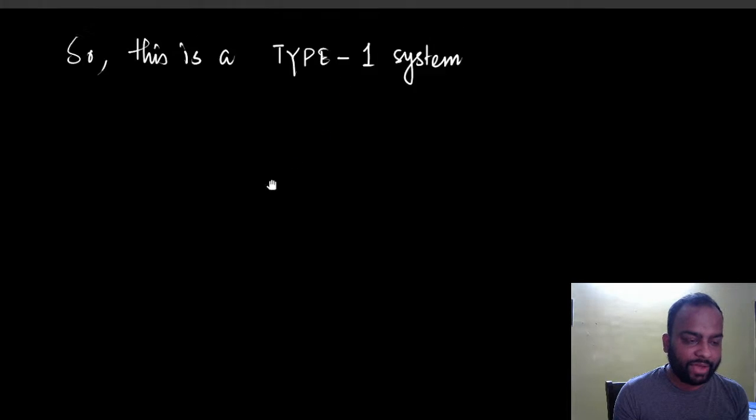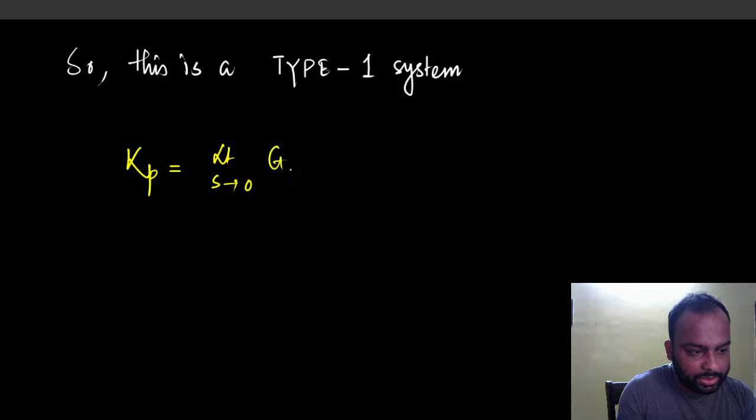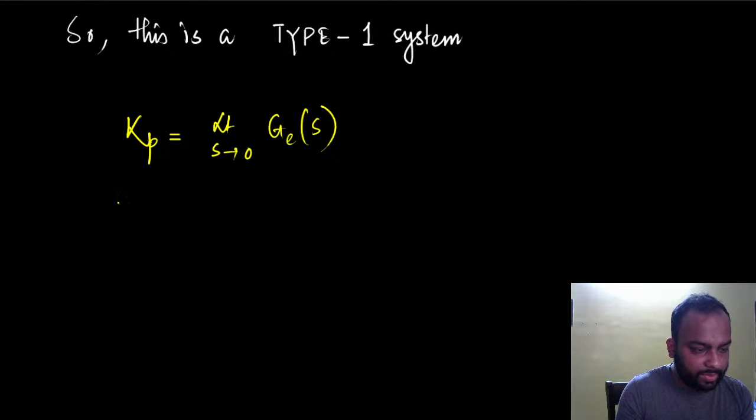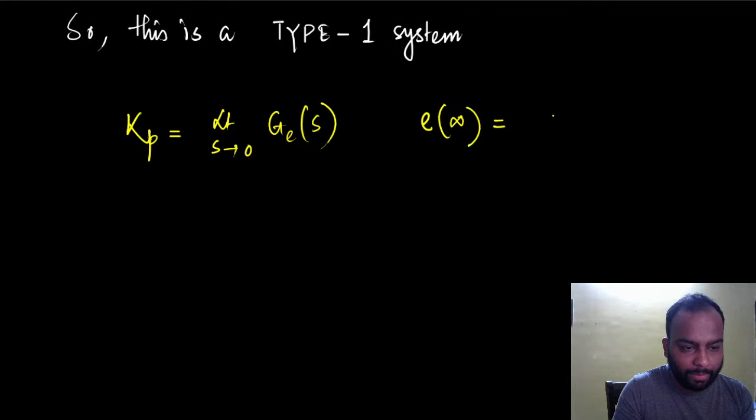And so if I ask you to calculate the errors, so now the error constants, the position error constant would be limit s tends to 0 of GES, right? And the corresponding steady state error for step input is going to be 1 by 1 plus Kp.